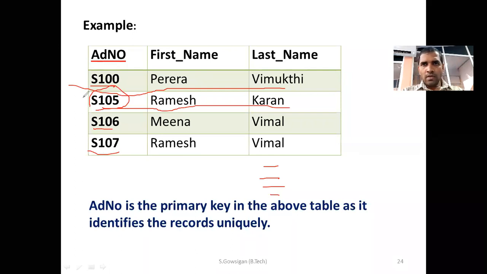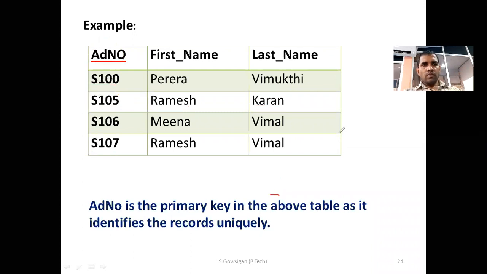So in this table, to identify every record, what is important? This admission number field is important. That field is called primary key. First name cannot be a primary key because it cannot be used for identifying each record. Last name cannot be a primary key for the same reason. But admission number can be the primary key because it can be used for identifying each record.